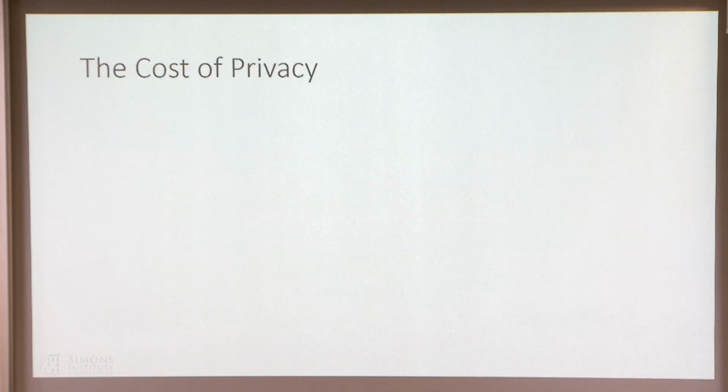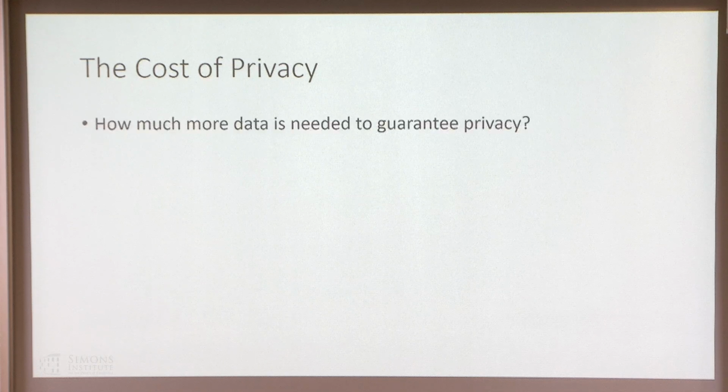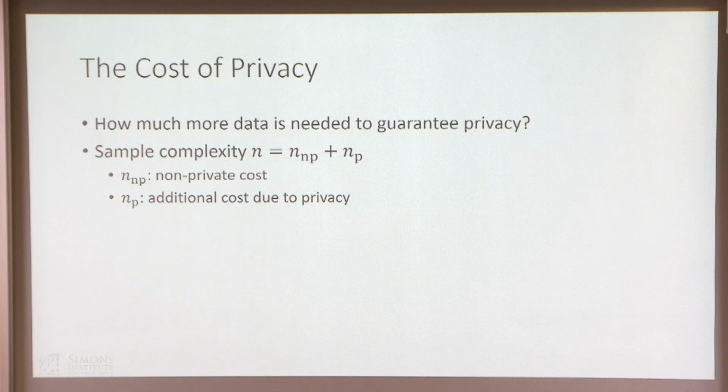Okay. So a running theme through this talk is understanding the cost of privacy, which is asking essentially how much more data is needed to guarantee privacy. Of course, pretty much all of the problems I'm going to mention are things that we understand very well non-privately, but we want to understand really this additional cost due to privacy.